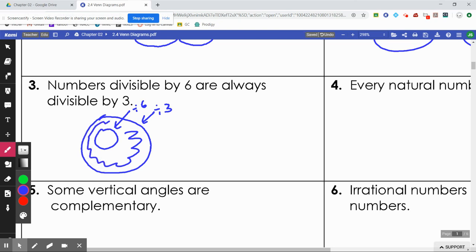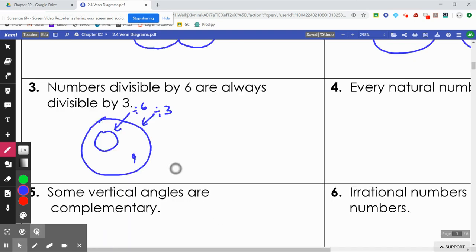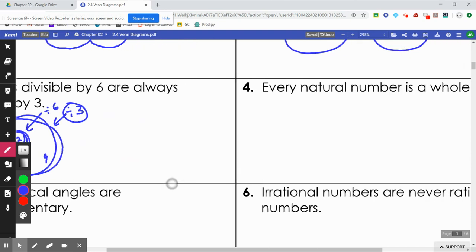That would be things that are divisible by 3, but not divisible by 6. And there are some numbers like 9. 9 would be a number out here that's divisible by 3, but not divisible by 6. Numbers in here on the inside would be like the number 12. That's divisible by 6, that's the reason it's in this circle, but it's also in this circle because it's divisible by 3.